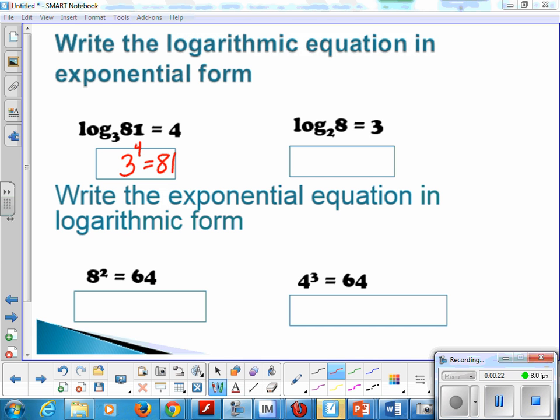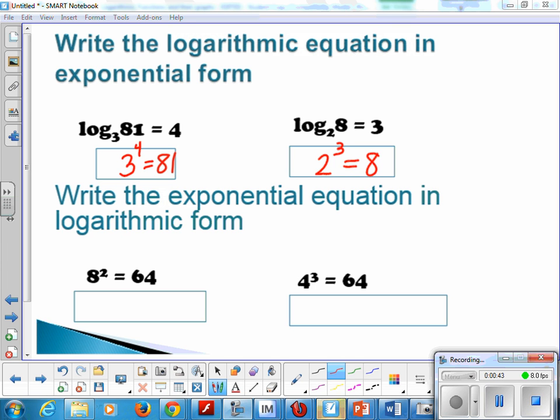Perfect. Is it true that 3 times 3 times 3 times 3, 4 times, gives you 81? Yes. 3 times 3 is 9, 9 times 3 is 27, 27 times 3 is 81. Okay, very good. Let's look at the second one. How do you rewrite that as an exponential function?